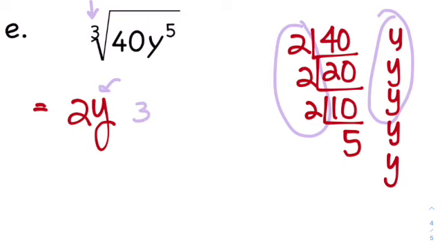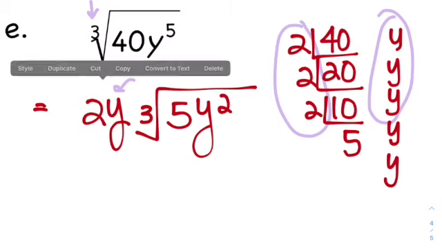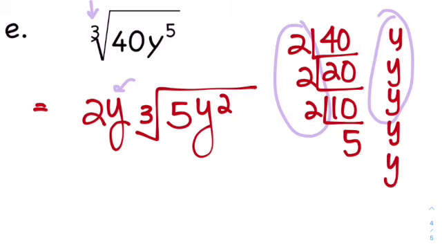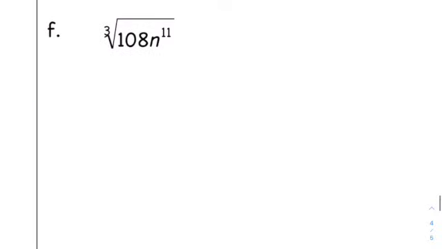I usually like to break it down into 2 parts. I have a cube root of 5 left, and then I have y squared. And that is how I put my pieces together. Now, sometimes you just need to leave a little space to get everything taken care of. And the answer is going to be 2y cube root 5y to the 2nd. Please give letter F a try.